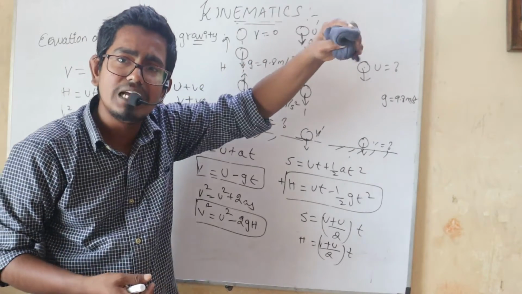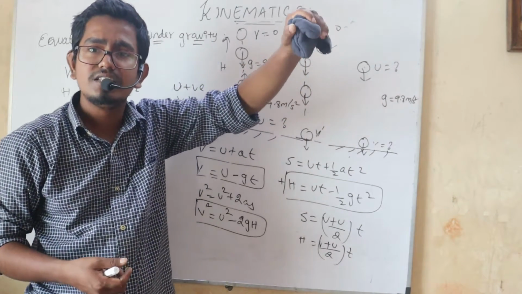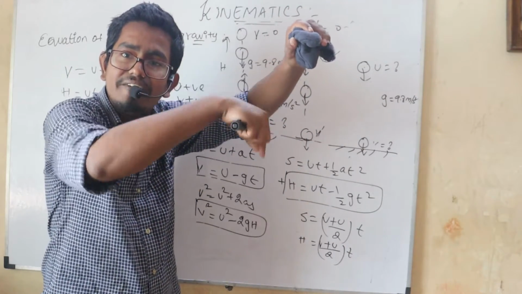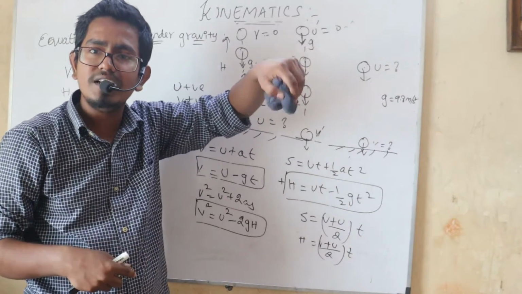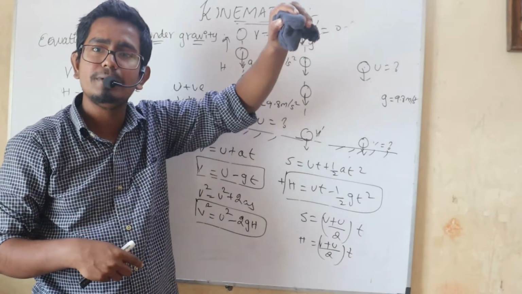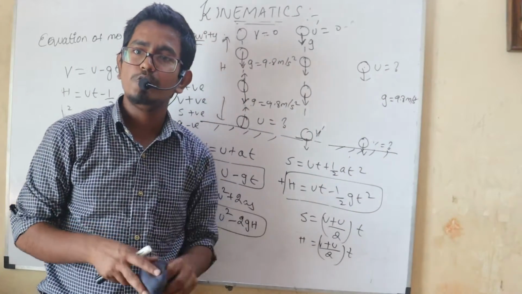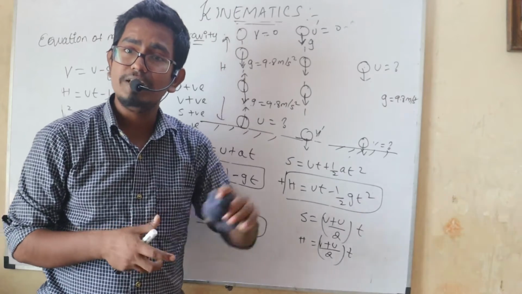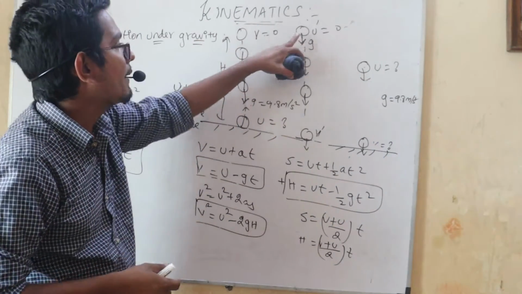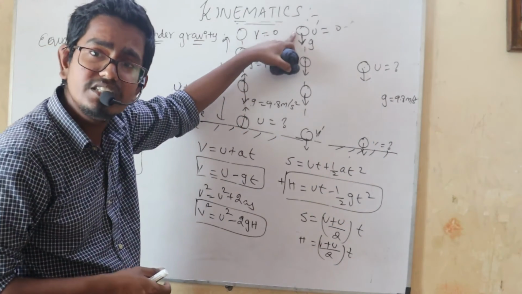Whenever I am leaving this object, this object is already experiencing the gravity pull. But as I am holding this one, it is unable to move down. Whenever I am leaving this duster, it is going down due to the gravity pull. The same thing is happening here. Here too, the velocity is 0.